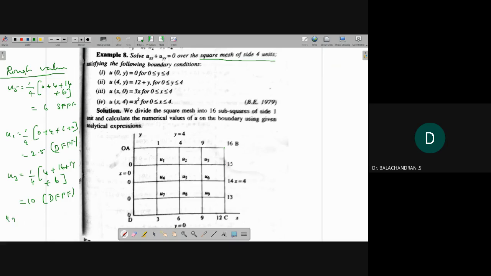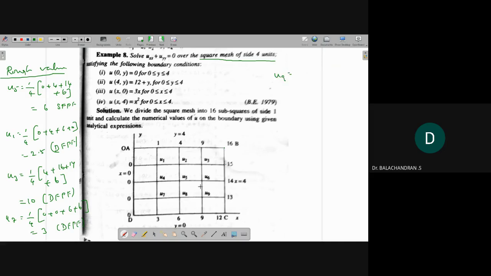Okay, U7. U7 equal to 1 by 4. Use the diagonal 5-point formula. 0 plus 0, 0 plus 0 plus 6 plus U5. U5 is 6. So 12 by 4, 3. So that is the diagonal 5-point formula.